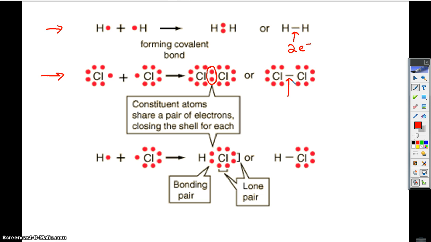Okay, and what happens if we have 2 different atoms? In this case, hydrogen and chlorine. Well, hydrogen has its 1 valence electron. Chlorine has its 7. Hydrogen would like to gain 1, so would chlorine. So they share, and we form that 1 bond between them. We can look at the bonding pair of electrons, but there are also what they call lone pairs. Chlorine has 3 lone pairs of electrons that are paired together but unbonded. So this is how we show the covalent bonds with a Lewis dot structure.